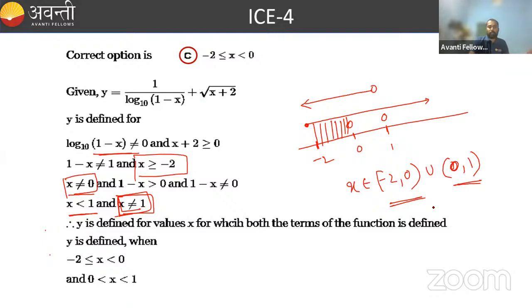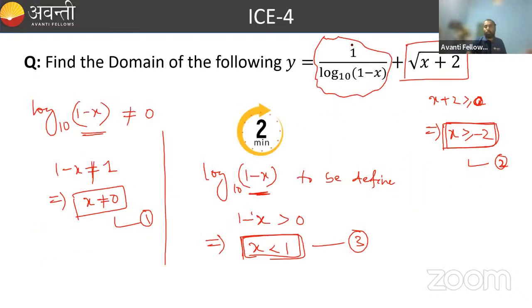Clear, guys? So simply the rule is: first understand the given question. Both the functions are given here. Two functions are given here. The second one is very simple. The second function is defined when x is greater than or equal to -2.